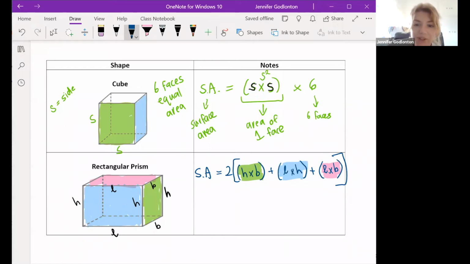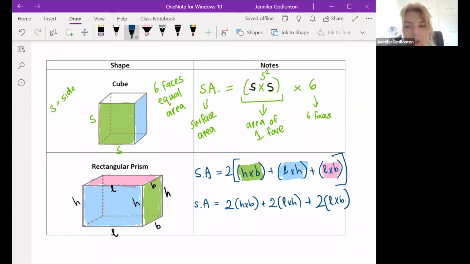And if you feel uncomfortable about that, you can write it next to each one. So some people feel better writing 2H times B plus 2L times H plus 2L times B. And if you feel more comfortable writing them, that's absolutely fine. So you can either do the one on the top or you can do the one on the bottom, but both of them will give you the same answer. So no, that's 100% fine. You must do the one that you feel comfortable with.